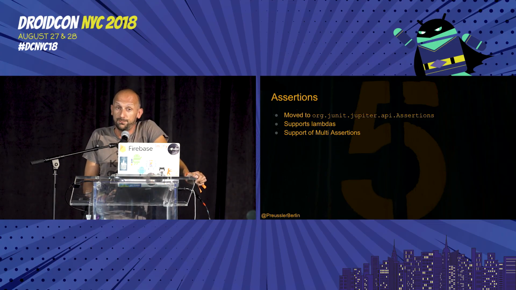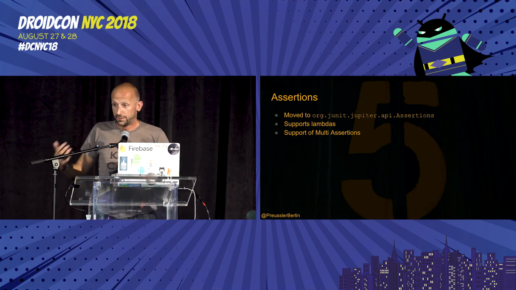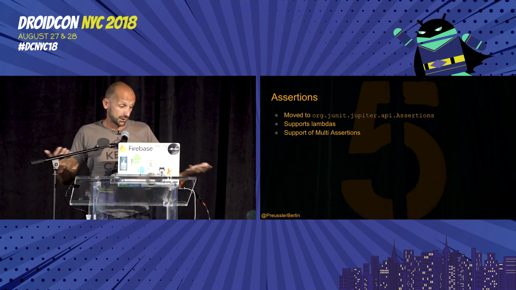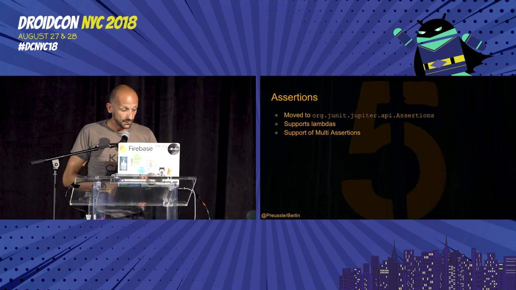Let's talk about assertions. The JUnit assertions most of us don't use directly, right? We use Hamcrest and all of these others. I use Fast Assertions a lot. In Kotlin, I use Fluent, which is a really nice assertion framework. But still, let's talk about assertions and what changed. Of course, a new package. We support lambdas now. One thing that I find interesting are the multi-assertions.